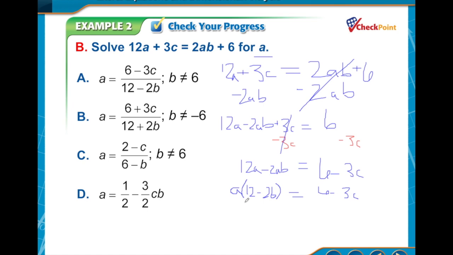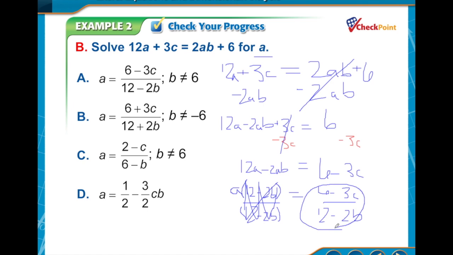And the last thing we need to do is to divide away everything here in parentheses so we can finally get that A by itself. So we'll divide both sides by this 12 minus 2B expression. So on the left, that will go away. And on the right, we'll get this here. So A, this is gone now. So A equals this whole expression here.